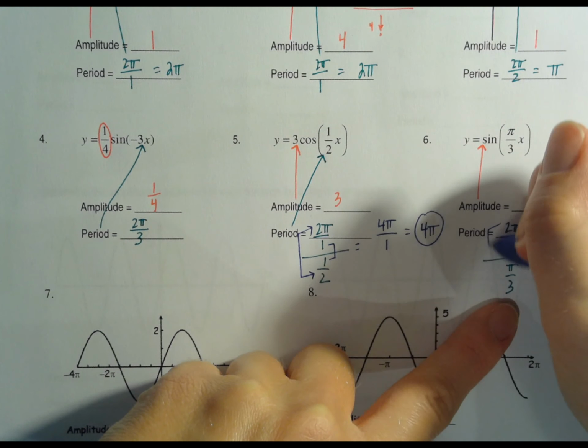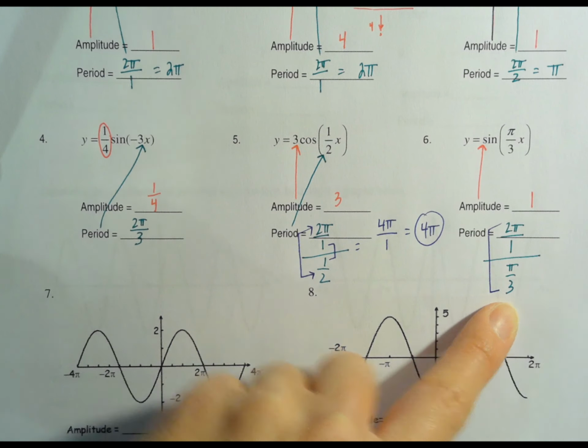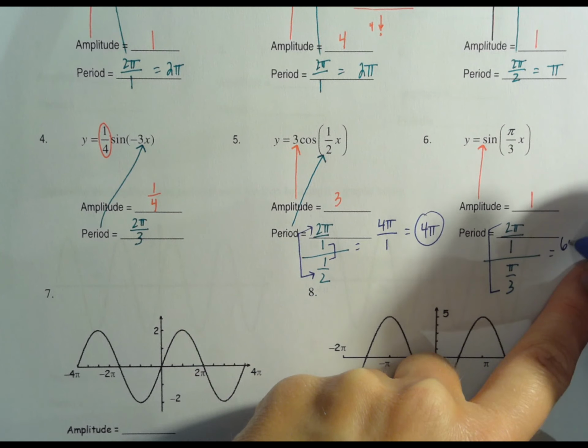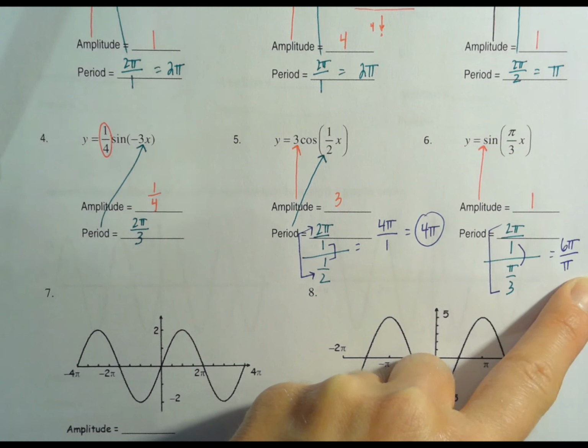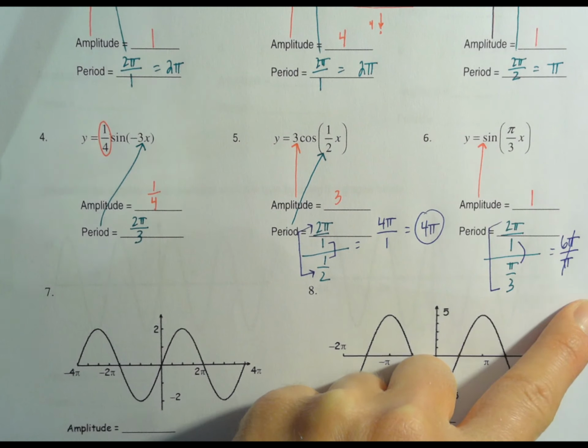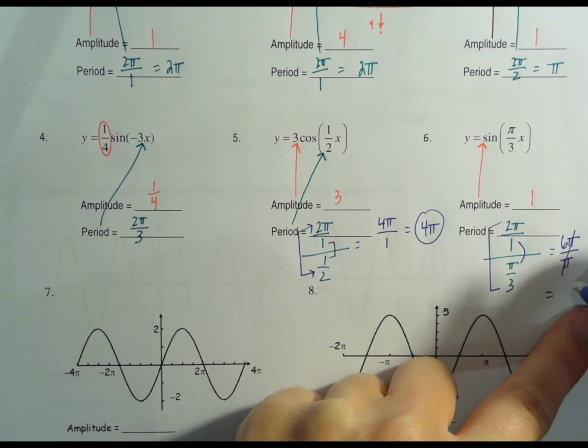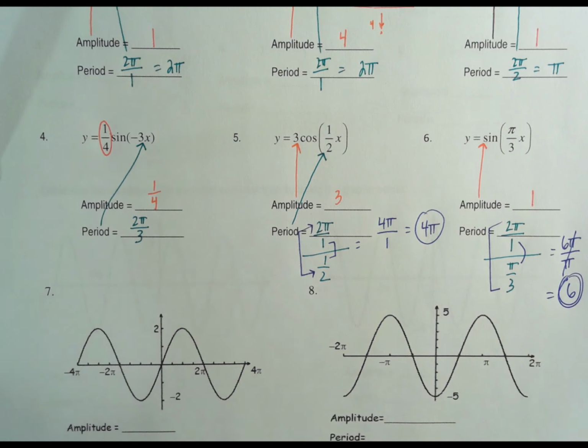So what that's going to look like when you put those together, if we multiply those two together, it's going to give us a 6 pi in the numerator, and on the bottom, simply pi. Cross those off, and your period for this graph would be 6.